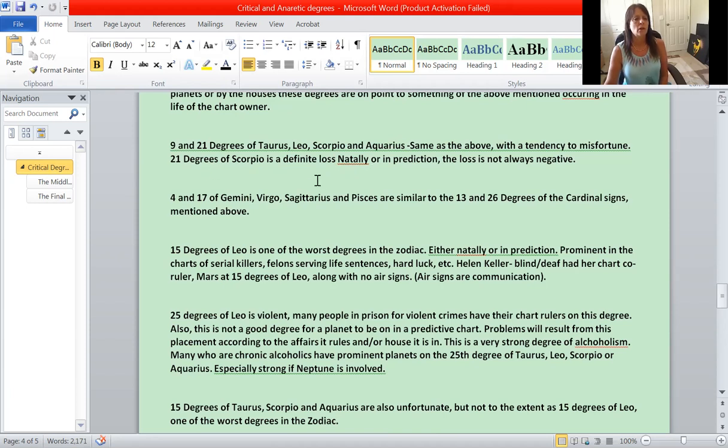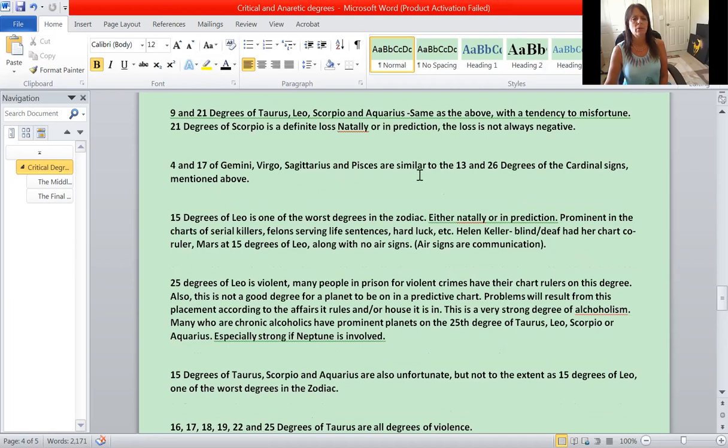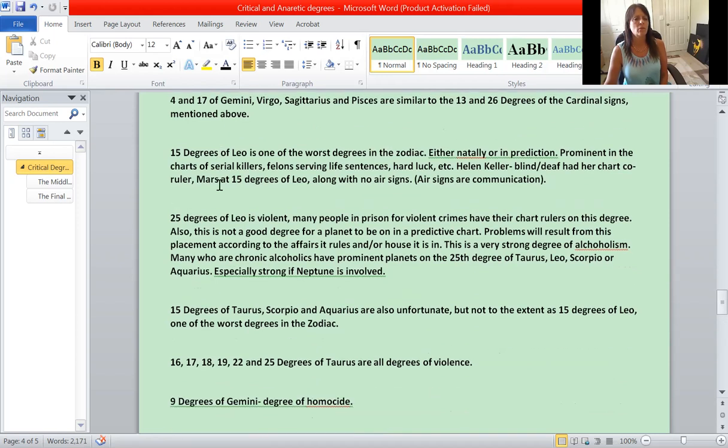All right, 4 and 17 of the mutable signs are similar to the 13 and 26 of the cardinal signs mentioned above. All right, now we start getting interesting. 15 degrees of Leo is one of the worst degrees in the zodiac, either natally or in prediction. Prominent in the charts of serial killers, felons serving life sentences, hard luck, etc. Helen Keller, blind and deaf, had her chart co-ruler, Mars, at 15 degrees of Leo, along with no air signs.